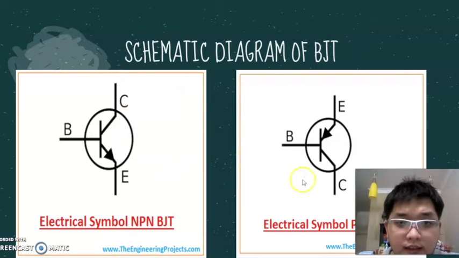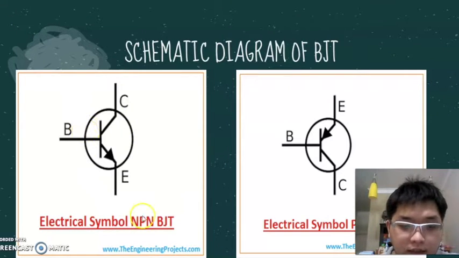This is the schematic diagram of the bipolar junction transistor, and this is NPN and this is PNP. The difference between these two is the arrow. For NPN, the arrow comes out from the base, and for PNP, the arrow goes to the base. B is the base, C is the collector, and E is the emitter. So let's come to the advantages and disadvantages.